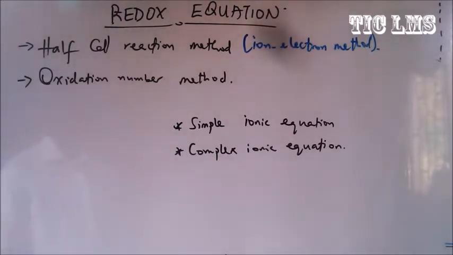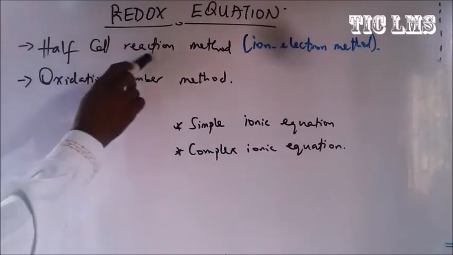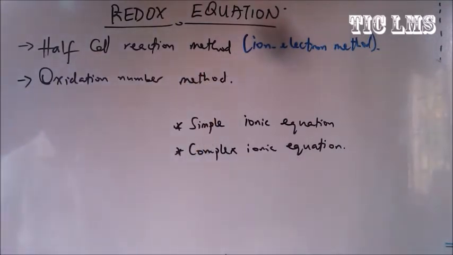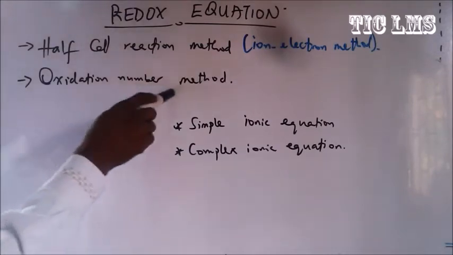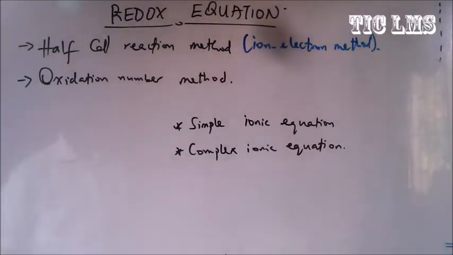Now, when we talk about redox equation, they are generally written down in ionic form. So we have one anion, a cation, and then we have some electrons over there. We have two methods of balancing redox equation. We could use the half cell reaction method, which is also known as the ion electron method, and we could also have the oxidation number method. We shall look at the two methods.